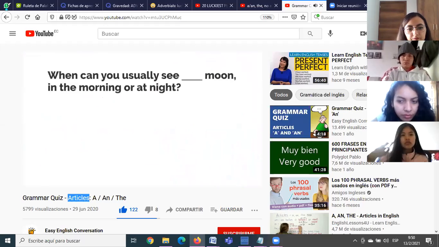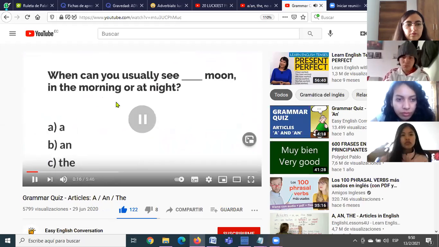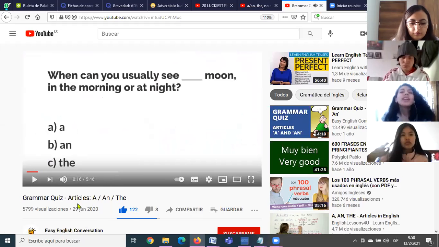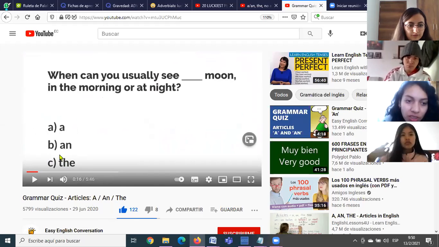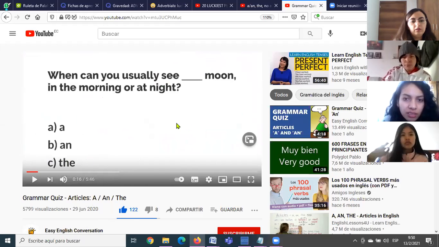Question number 1. When can you usually see the moon, in the morning or at night? Which one would you use? The. That would be it. We would use this. When can you usually see the moon, in the morning or at night?